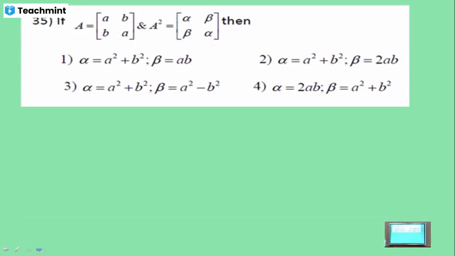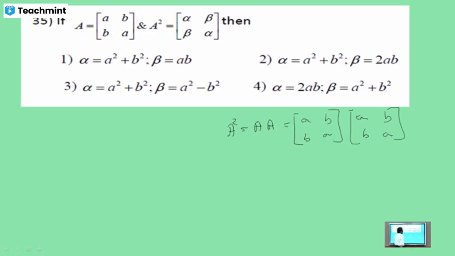If A is given, and A square is given, then what are alpha and beta? As you are observing, A square is asked. You know that A square is A into A. A is given as a b, b a, which gets multiplied with a b, b a. When you multiply, you get a into a is a square, b into b is b square. So alpha is a square plus b square.